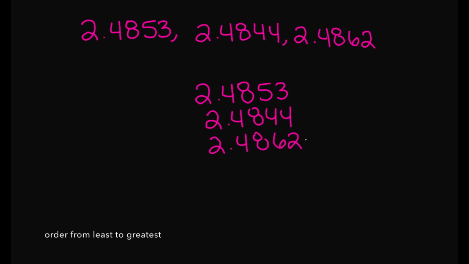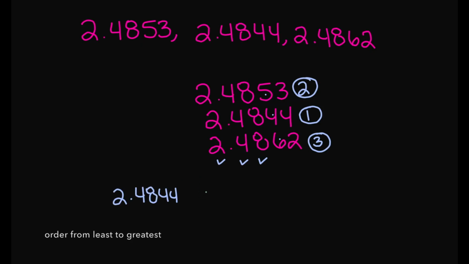So first we have our 2's, they're the same, that's good. Our 4's are the same, our 8's are the same. Then you have 5, 4, and 6 here. The smallest number here is going to be my 2.4844. Then we have our 2.4853. And then we have our 2.4862. So that's going to be 2.4844 is less than 2.4853, which is less than 2.4862.